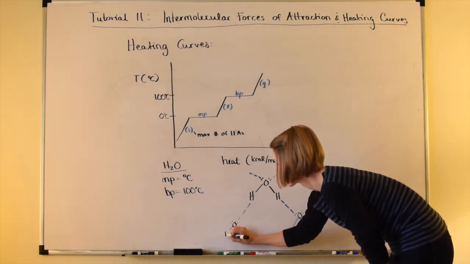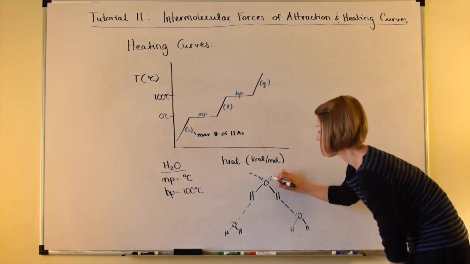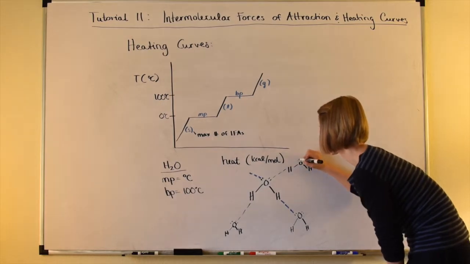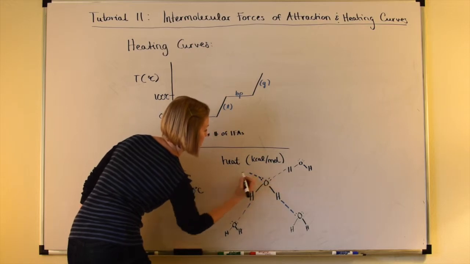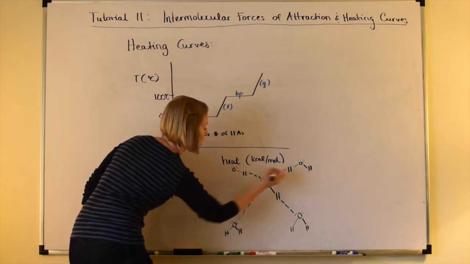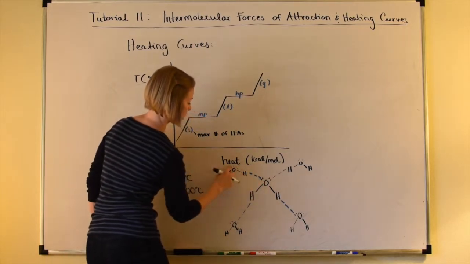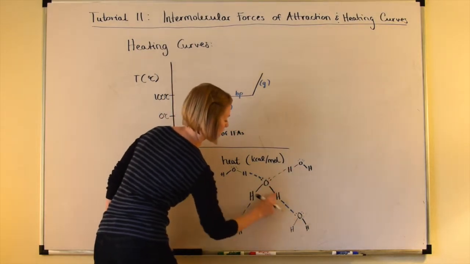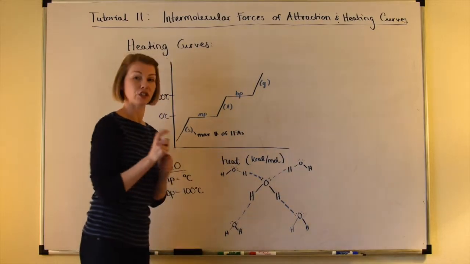Over here, the oxygen is attracting the hydrogen of another water molecule. And this oxygen has 2 lone pairs of electrons, so it can form a hydrogen bond, not just to 1, but to 2 different water molecules. So here's a hydrogen bond, here's a hydrogen bond, here's a hydrogen bond, here's a hydrogen bond. Okay, so 4 hydrogen bonds.